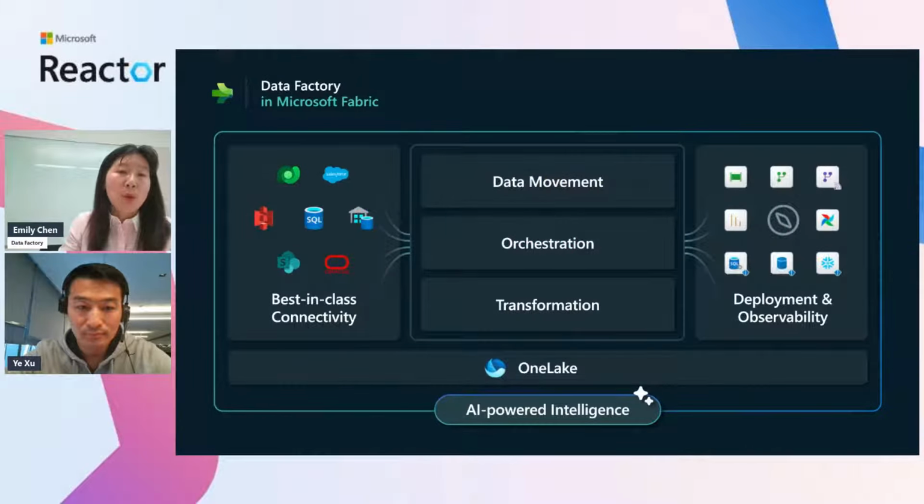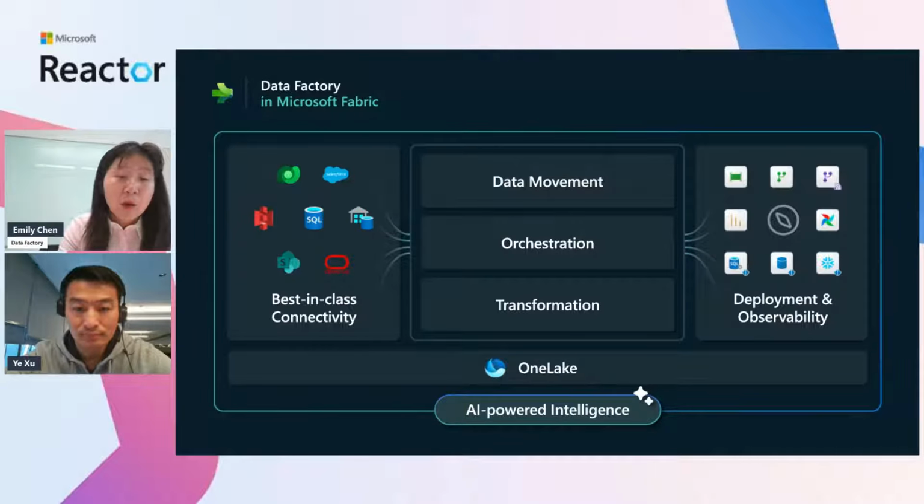Next, we will talk about how Data Factory supports all the major critical data integration capabilities. On the left, you will see that Data Factory offers best-in-class connectivity through thousands of connectors to business-critical data sources. Which means you can access data sources no matter where they are, either on-prem, in the cloud, or behind virtual networks and firewalls.